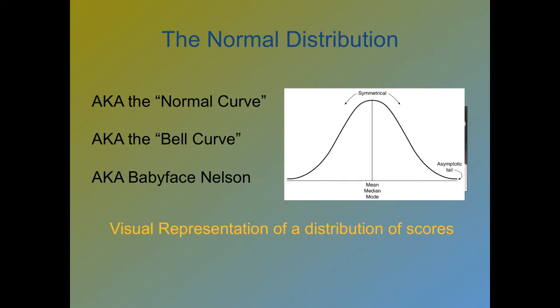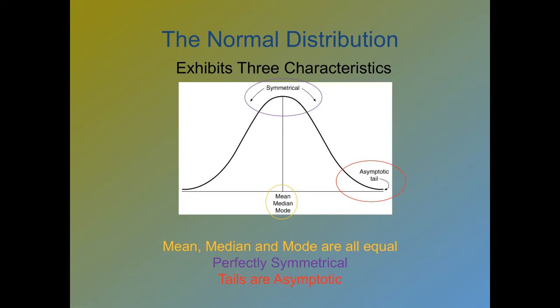All right, so the normal curve, this is it. This is a perfect normal curve, okay? Also known as the bell curve or baby-faced Nelson. The three characteristics of a normal curve, I would like you to memorize those. Number one, it is symmetrical. And what does it mean to be symmetrical? That means that this side here is equal to this side.